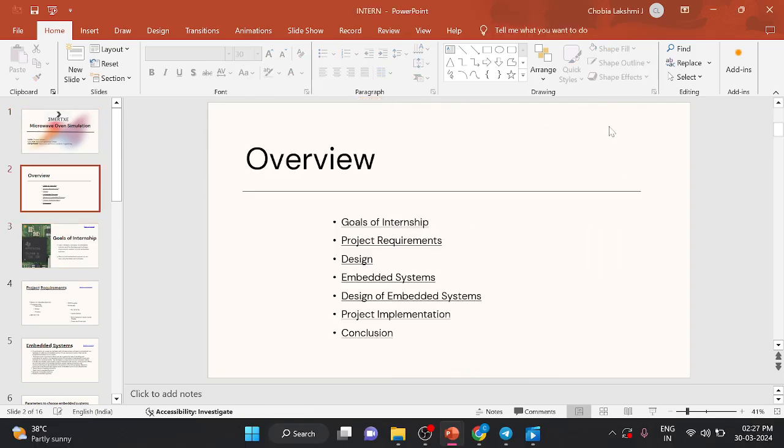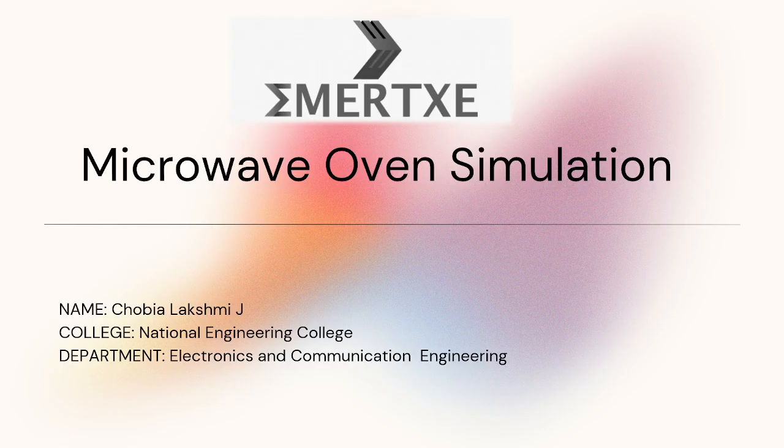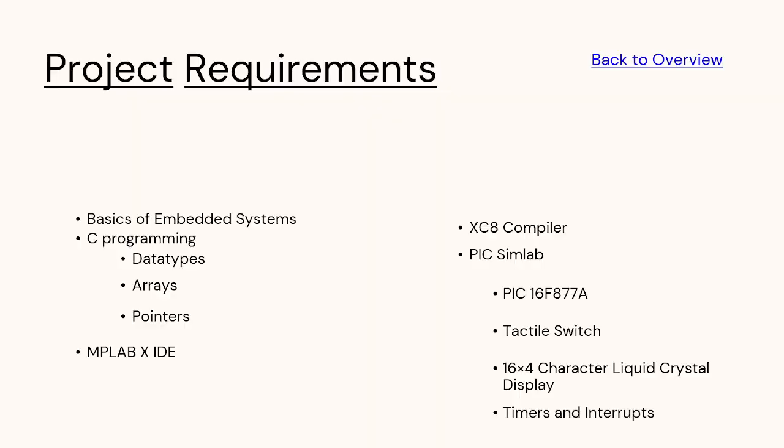And the next is project requirements. Basics of embedded C. To build an embedded product, we need to know the basics of embedded C and basic C programming like data types, arrays, and pointers, and the MPLAB X IDE, a simulator, and the XC8 compiler to compile a program, and PIC SimLab.